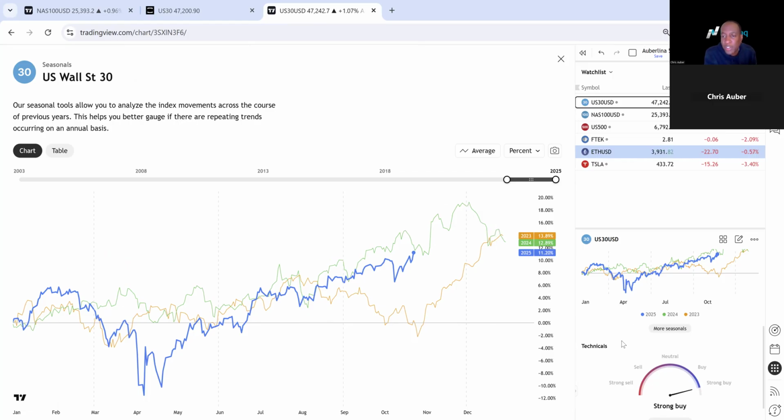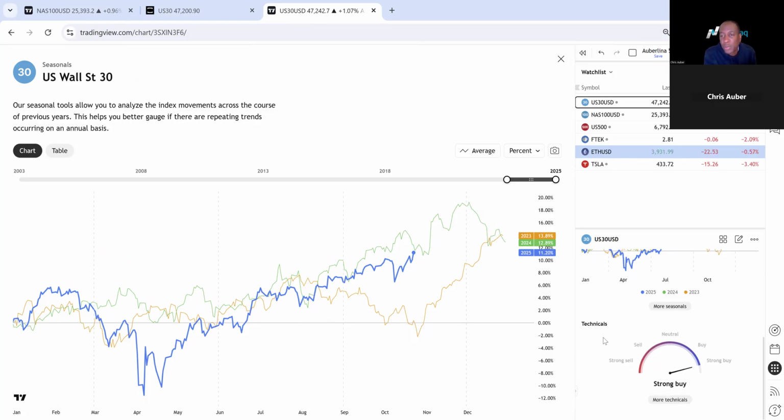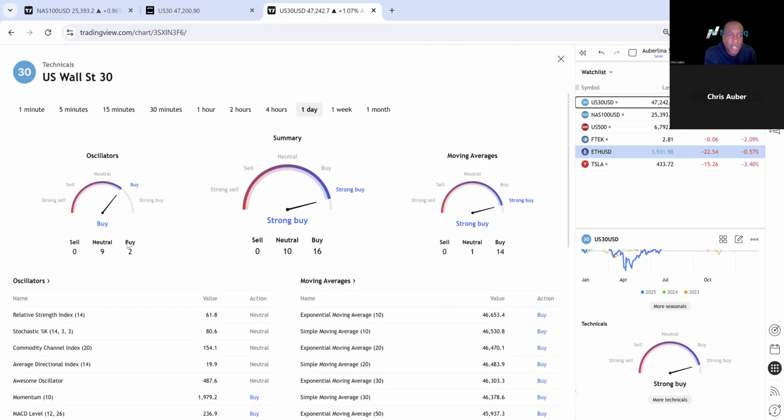The other thing that the US30 gives you is these technical indicators, right? So for example, you go here, you click on more technicals, you see exactly what's happening. Now, every single thing is telling you right now that this market is 100% bullish. Everything. You guys like to use a lot of indicators and all this stuff. Kudos to you. If that's your way of trading, then that's fine. I don't, but I'm just pointing it out to show you. This is on the 1 day.